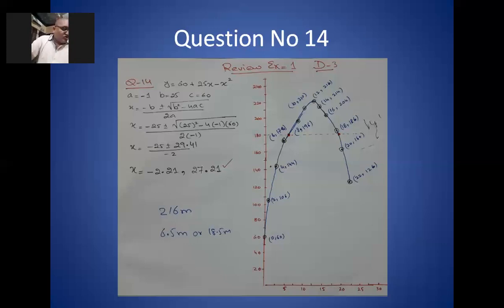He says, use your graph to find the greatest height reached by the stone. So the greatest height is here. What's the y value here? That is 216 meters. So the greatest height achieved by the stone is the greatest value of y in this graph, and that is 216 meters. Next: the horizontal distance from the foot of the tower when the stone is 180 meters above the sea level.